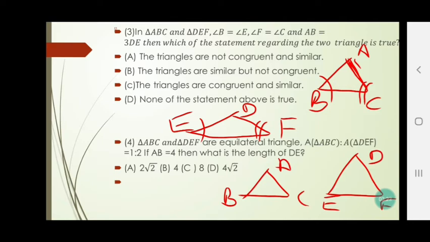Here we write area of triangle ABC upon area of triangle DEF is equal to AB square upon DE square. Substituting, 1/2 is equal to AB square, which is 16, upon DE square. Now cross multiply: DE square is equal to 32. So DE will be 4√2. So option D is correct here.